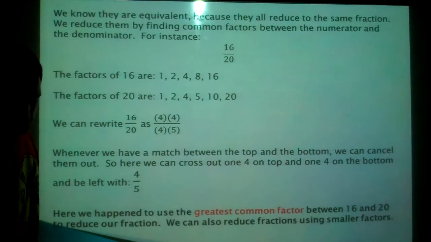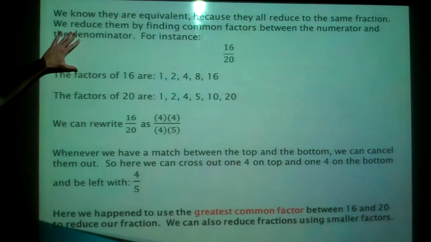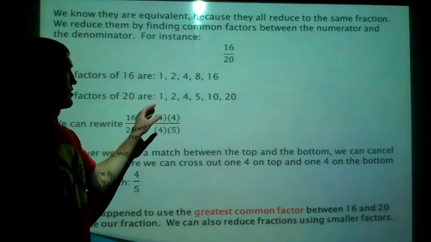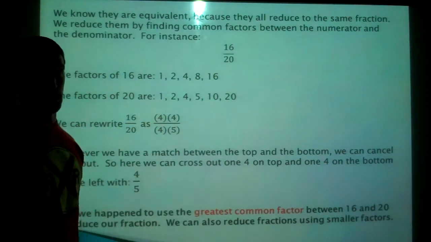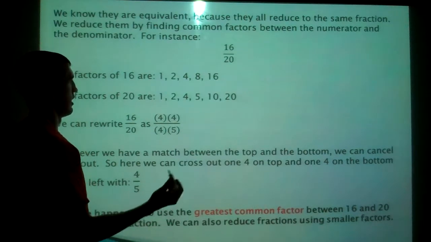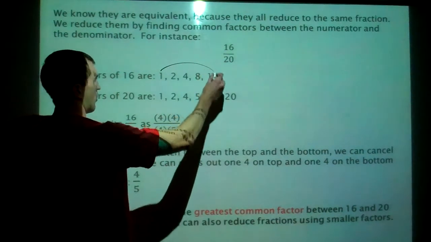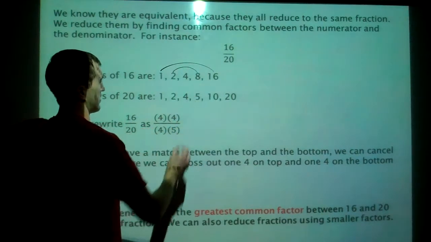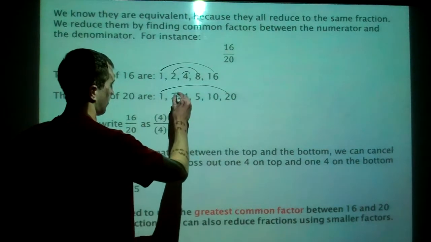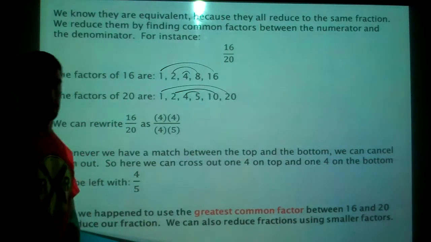Okay, where these come in handy. Yes, we know that they are equivalent because they all reduce to the same fraction. We reduce them by finding common factors between the numerator and the denominator. So, for instance, if we take 16 and 20, here are all the factors of 16, here are all the factors of 20. And you don't have to go through and do this every time, but this helps just to visualize. And remember, we used to make these rainbow things. 1 times 16 gives you 16, 2 times 8 gives you 16, 4 times 4 gives you 16, 1 times 20 gives you 20, 2 times 10 gives you 20, 4 times 5 gives you 20.